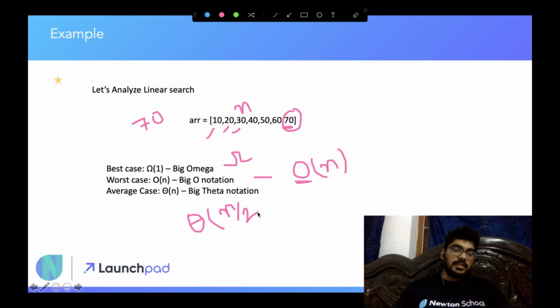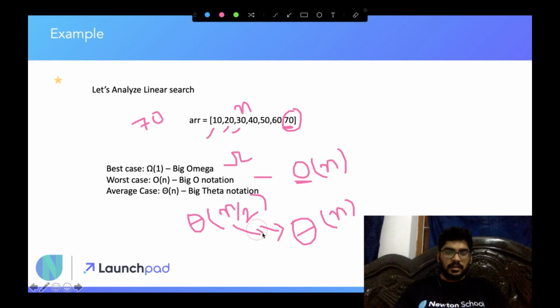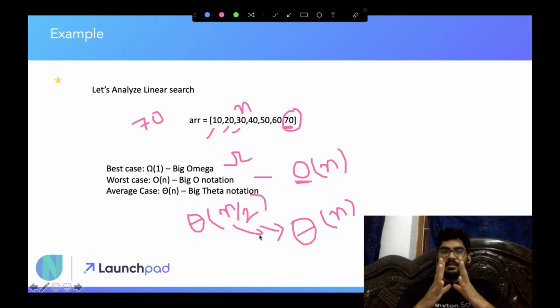Now, since our average case is theta n by 2, if you don't know, we'll study about this. Theta n by 2 will be equivalent to theta n. Why this came, if you don't understand why this happened, we'll get an idea about this later. But let's be very clear about it. What is the difference between these notations?